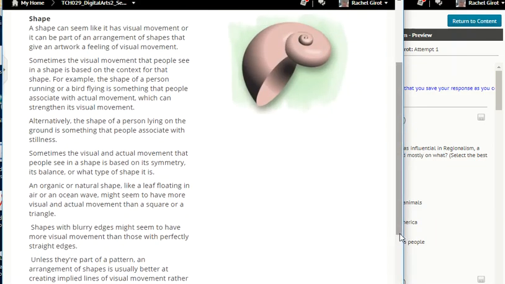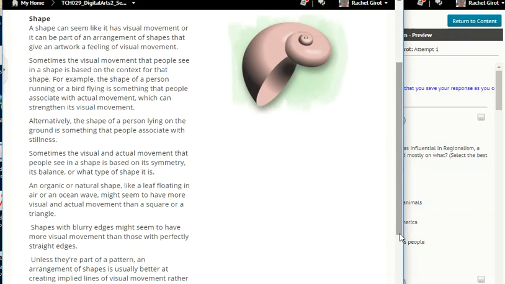Shape. A shape can seem like it has visual movement, or it can be a part of an arrangement of shapes that give an artwork a feeling of visual movement. Sometimes the visual movement that people see in a shape is based on the context for that shape. For example, the shape of a person running or a bird flying is something that people associate with actual movement, which can strengthen its visual movement.